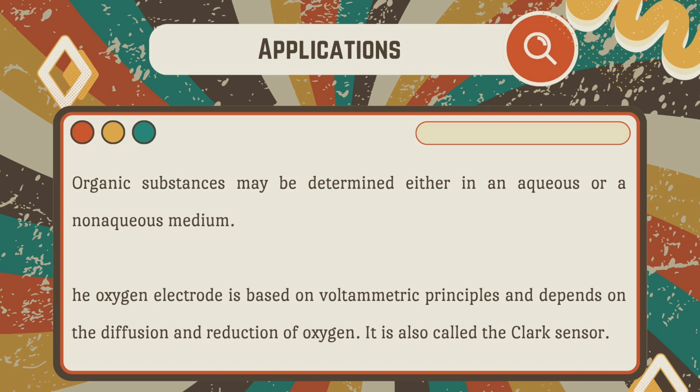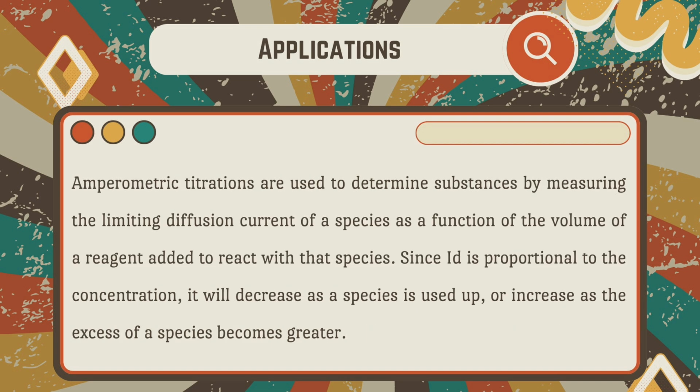Since the current depends on the diffusion of the oxygen to the electrode from the external solution, and this diffusion is proportional to the concentration of oxygen in the external solution, this electrode may be used to measure dissolved oxygen. Amperometric titrations are used to determine substances by measuring the limiting diffusion current of a species as a function of the volume of a reagent added to react with the species. Since current is proportional to the concentration, it will decrease as a species is used up, or increase as the excess of a species becomes greater.